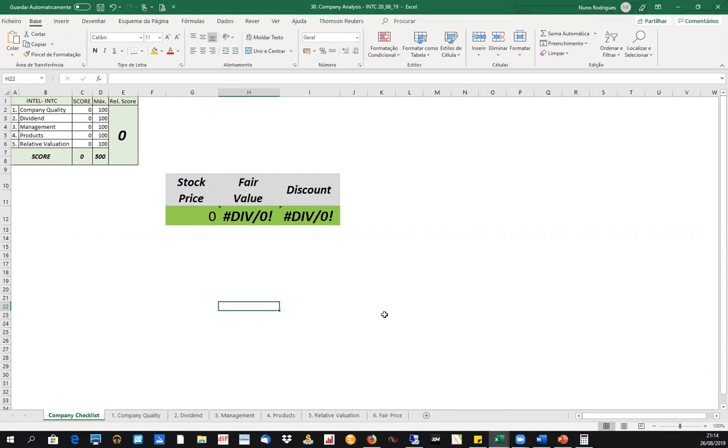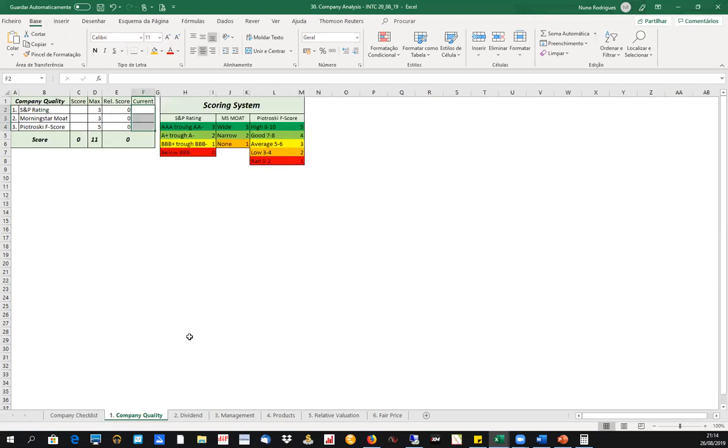In our company analysis spreadsheet, we have here the company checklist overall. It's a summary of the scoring of the different categories, okay? So on the first one, we do have company quality. Here, we'll take a look at the company rating. So we're looking at debt and what is the rating. Then we'll take a look at the Morningstar moat and the Piotroski F-score. So these give us overall a really good perspective about the company quality.